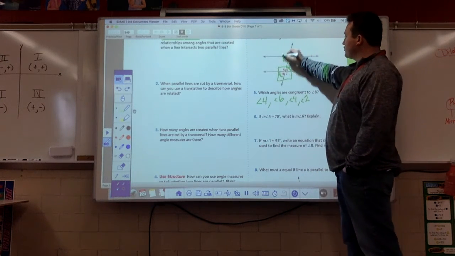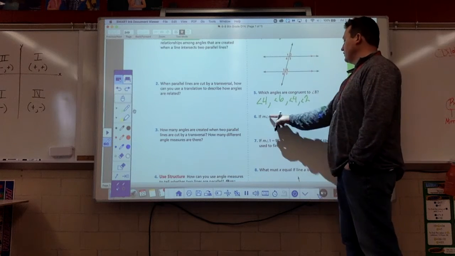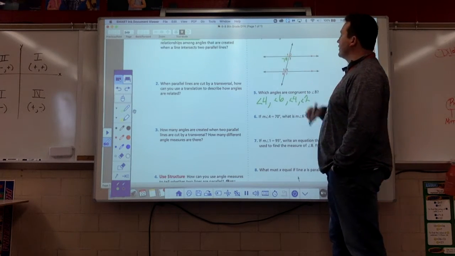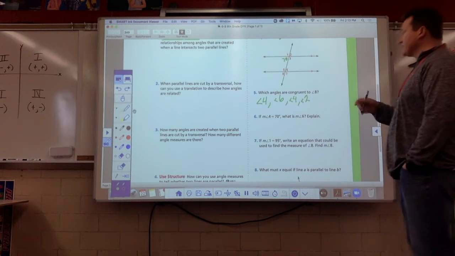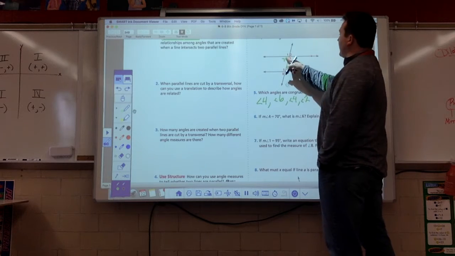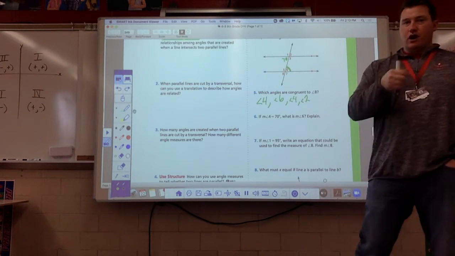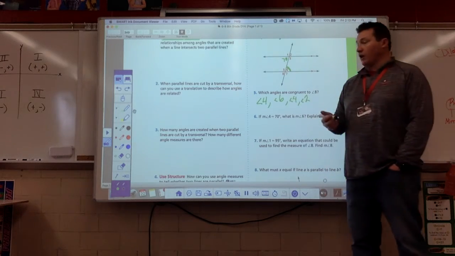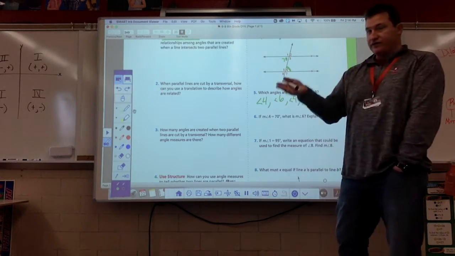Okay, if the measure of angle 4 is 70 degrees, so angle 4, guys, is now 70 degrees. What is the measure of angle 6? Okay, so what is the relationship between angle 4 and angle 6? Are they supplementary or are they congruent to each other? It's always one of those two.